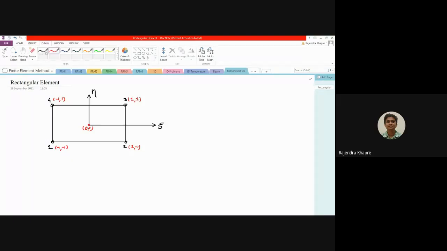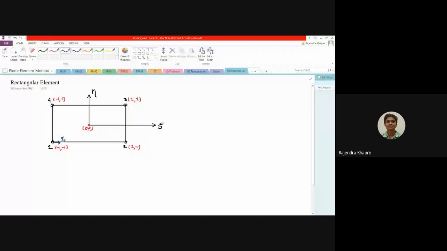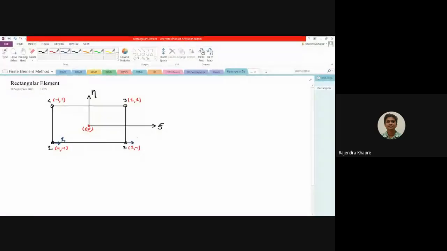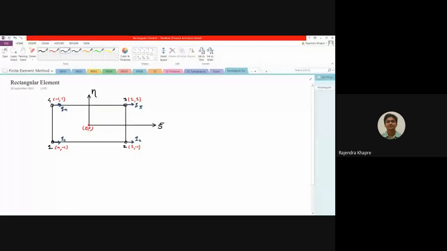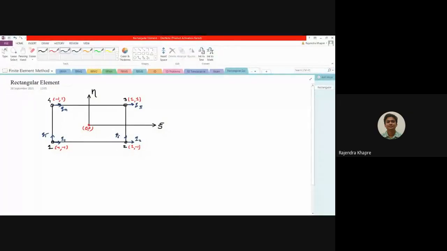Now in this case we are going to assume the nodal deformations also. In the xi direction, let us call this q1, this will be q2, this will be q3, and this side we can have q4. As far as the vertical component is concerned, this we can say q5, this will be q6, here vertical this will be q7, and here we have q8, like this.